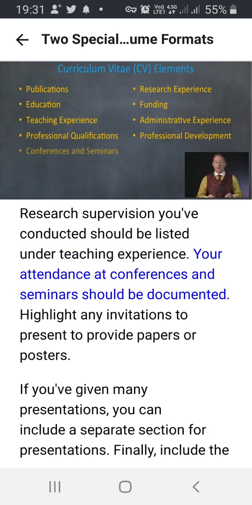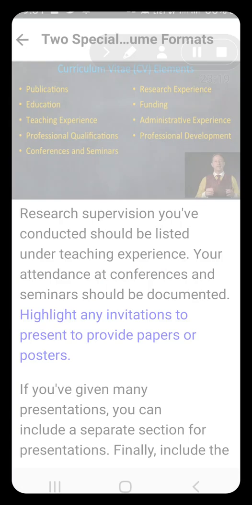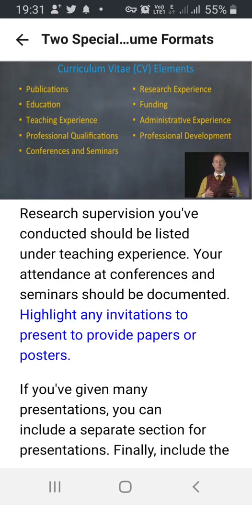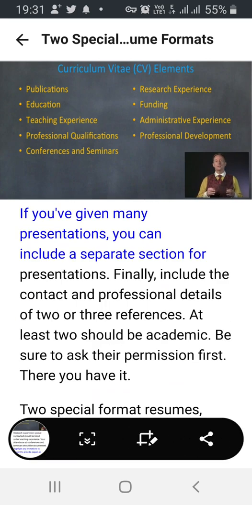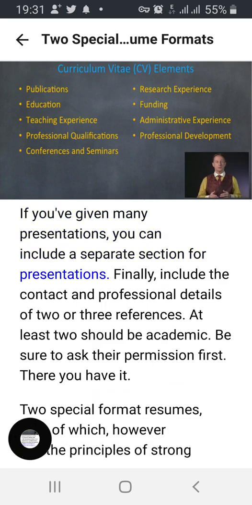Your attendance at conferences and seminars should be documented. Highlight any invitations to present, to provide papers or posters. If you've given many presentations, you can include a separate section for presentations.